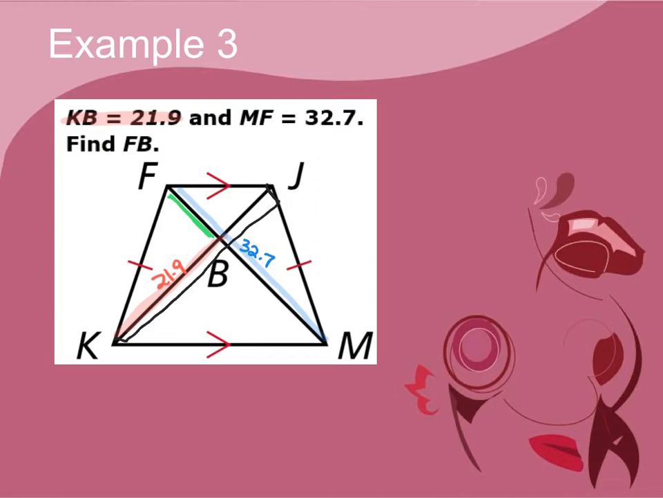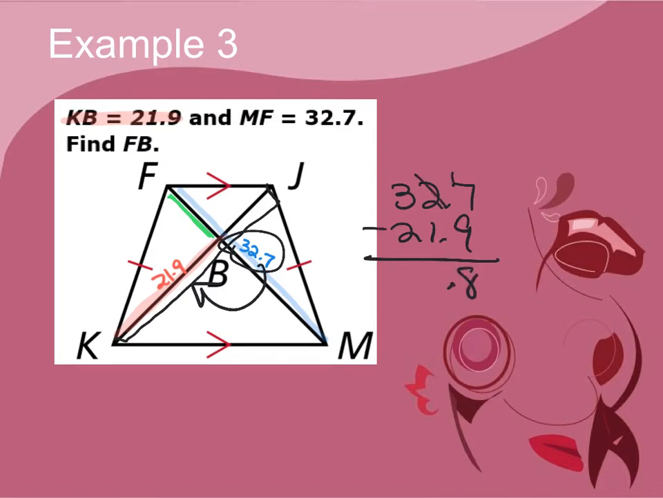So remember, KJ and MF are congruent. So if I already know the whole thing is 32.7, all I have to do is subtract out the 21.9, and that'll give me that little piece. So I'll go ahead and do the subtraction here. And I get 10.8.